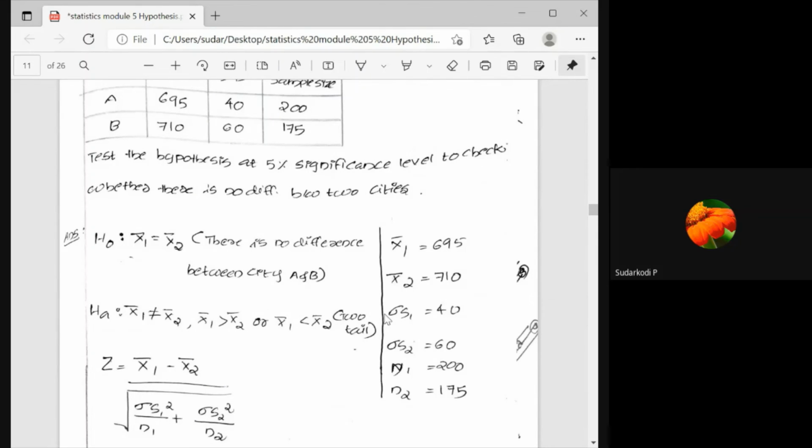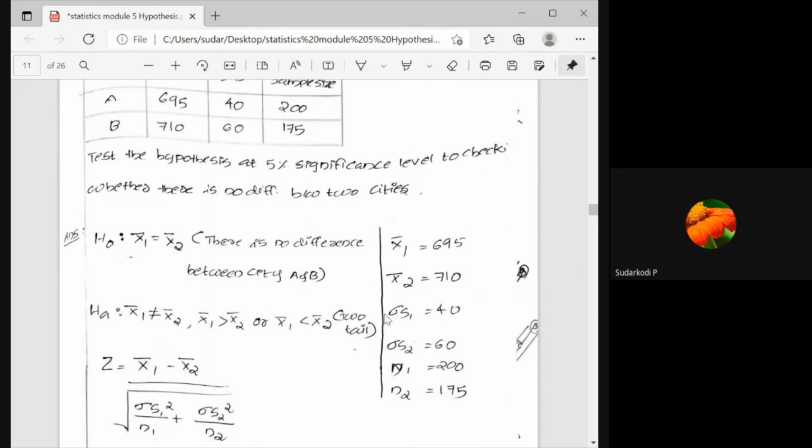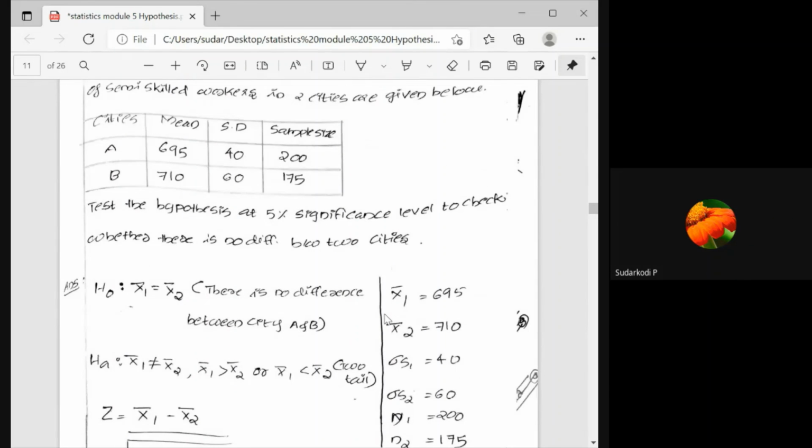And what can be the alternate hypothesis? Not equal. So again, you have two options, either x1 is greater than x2 or x1 is less than x2, and again it is two-tailed. So only the framing of the hypothesis differs in this third formula. Next, apply the formulas and get the answer. So what is given here?